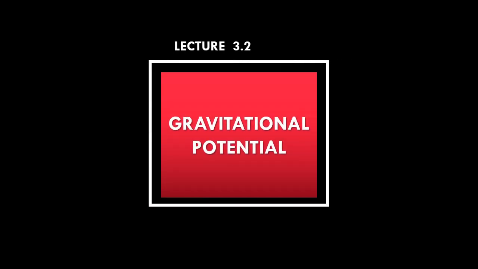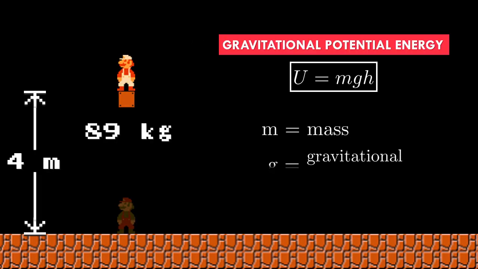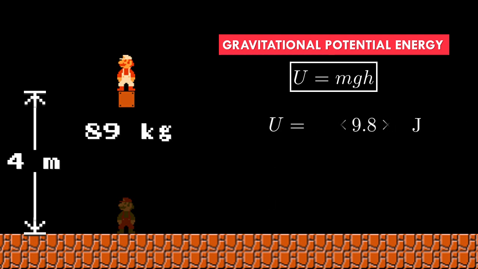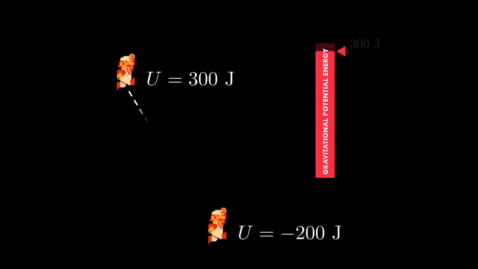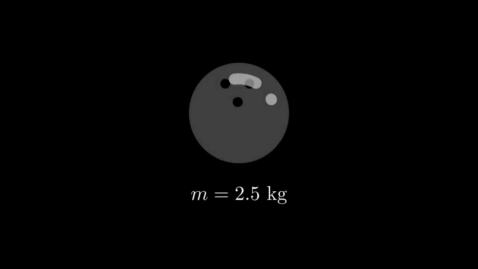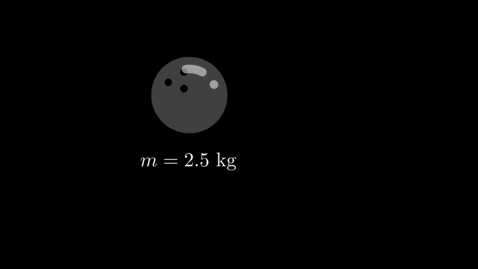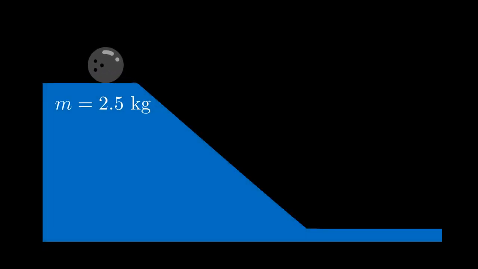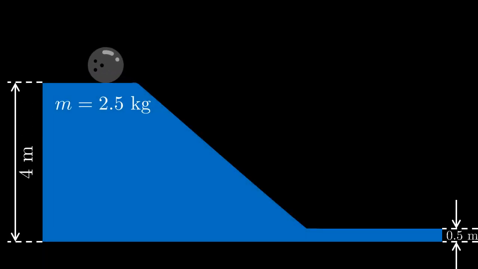In the last lecture, we saw how to calculate how much work is done due to gravity. Now, I should mention though, it's not necessary for objects to fall exactly downwards. Take this bowling ball for example. It weighs 2.5 kg and we set up a ramp so that this bowling ball goes from 4 meters height to 0.5 meters height. Now, if I ask you how much work was done, how would you answer that?